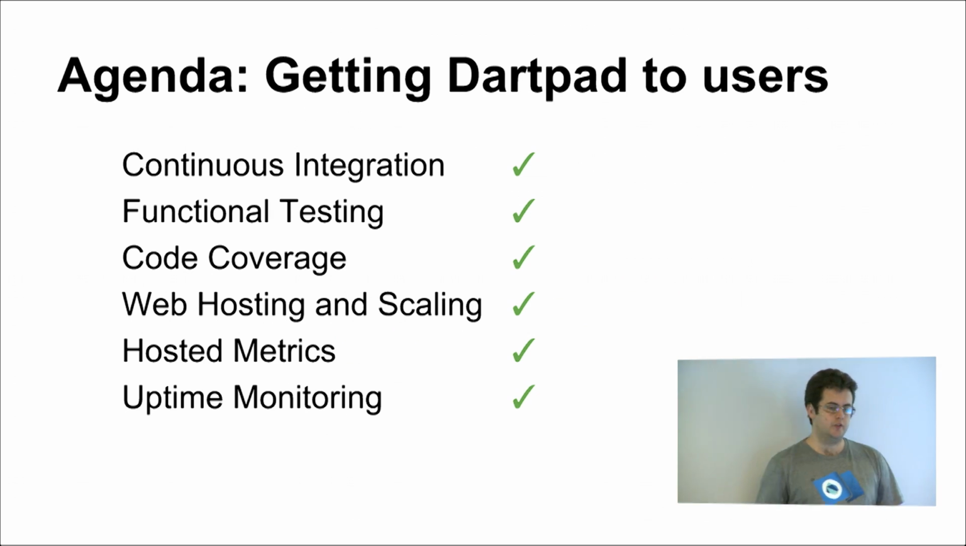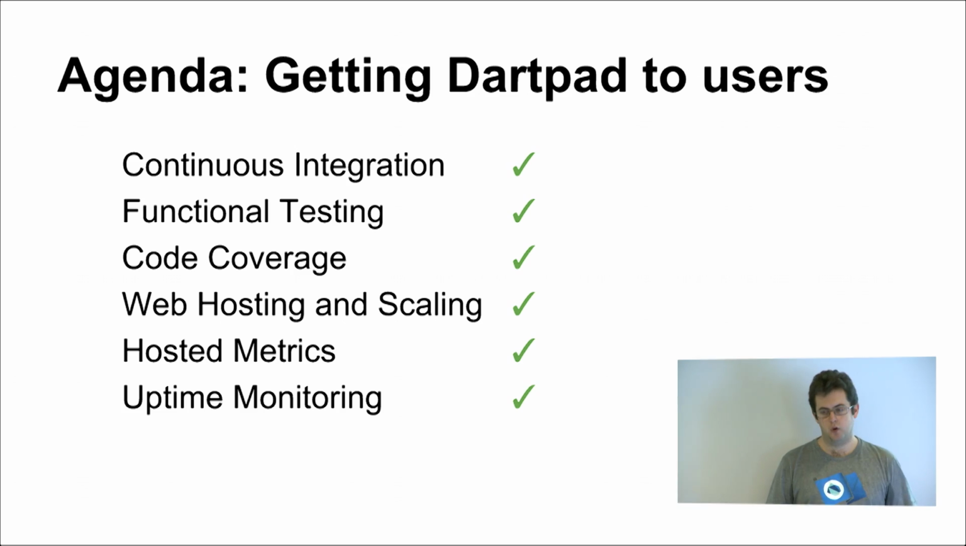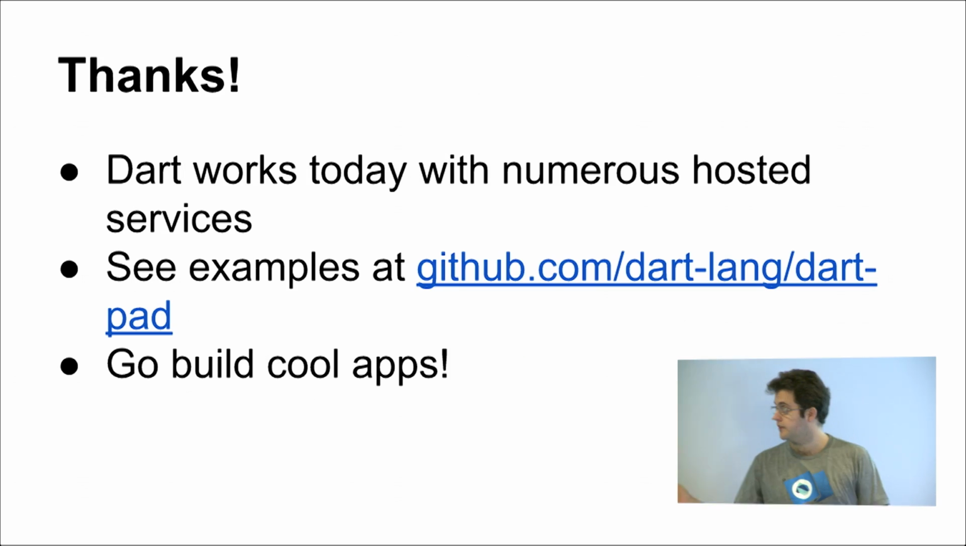So that gives us basically a summary of how you build an application, how you make sure it's reliable as you're building it, how you ship it to users, and then how you make sure it keeps working and keeps serving your users with the experience that you want. So over to Devon to wrap up.